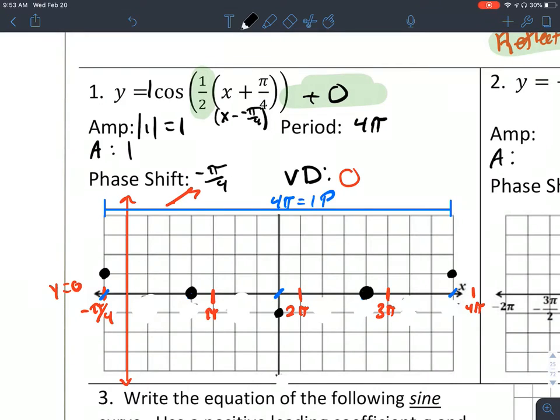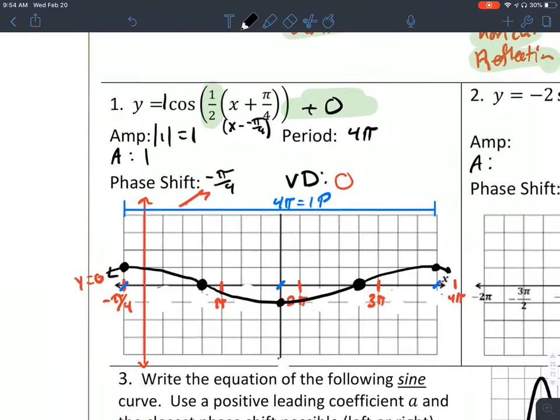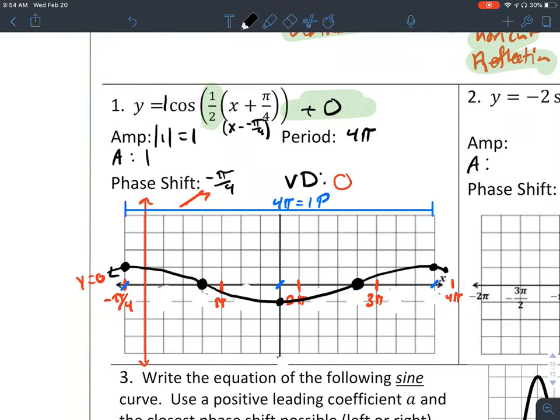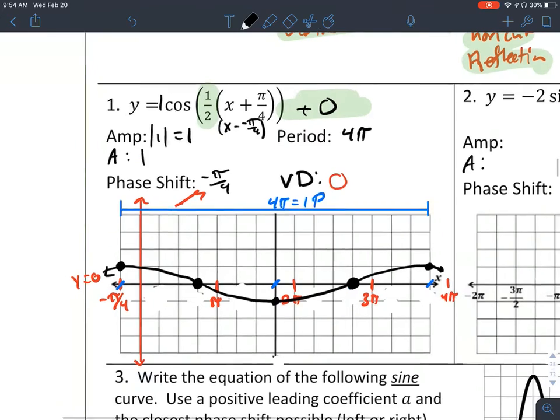Since our amplitude was 1, those y values do not change. They're just up and down 1. So this part here is concave up. This part here is concave down. We have just graphed our very first cosine with a phase shift. Let's check out number 2.